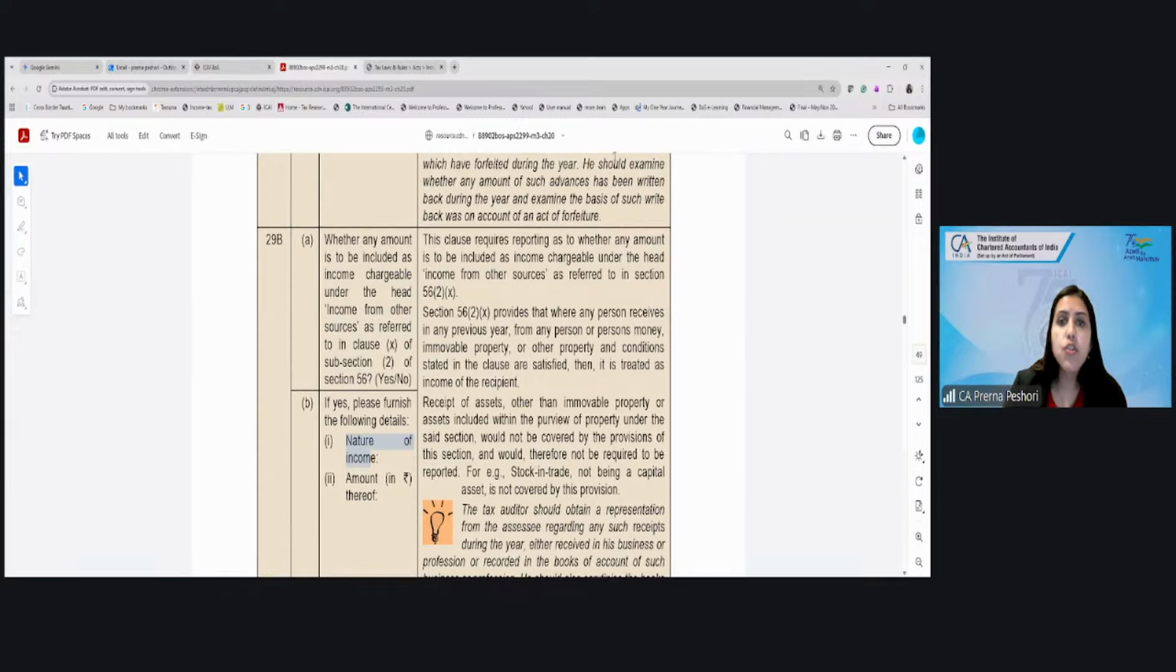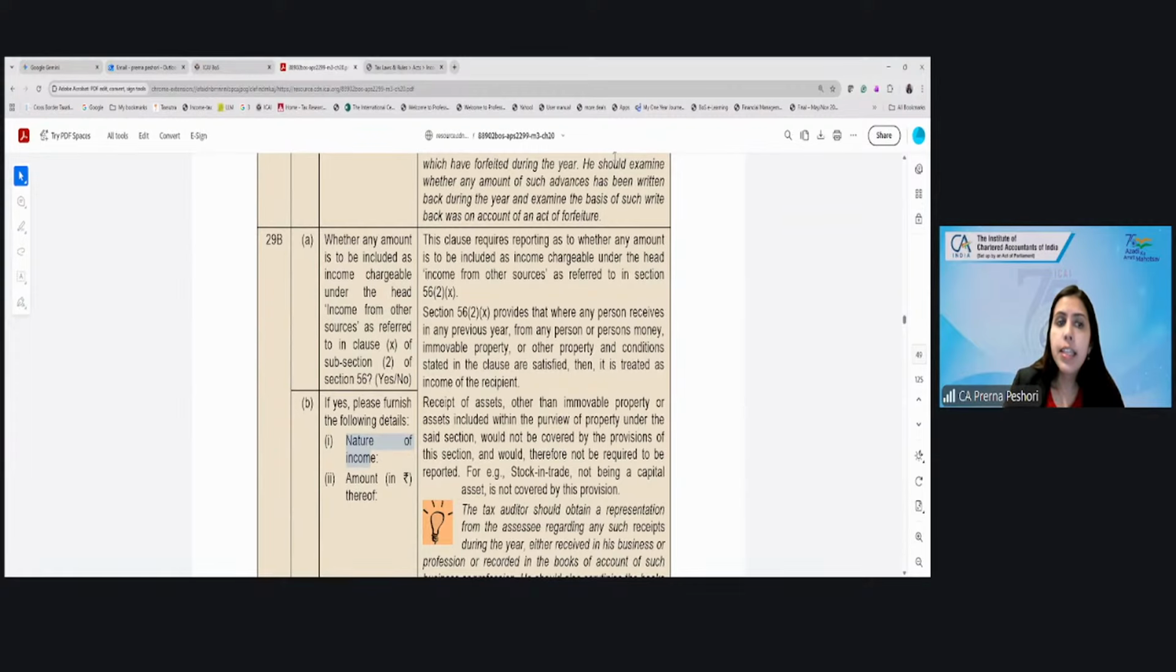Amount received without consideration: immovable property received for less than the stamp duty value, which is for inadequate consideration or without any consideration, and movable property other than immovable property received for inadequate or without consideration, that you need to report. Right? So here you have to see how the assets are received or the cash is received. Then you should obtain the contracts or the agreements to scrutinize on what basis these are received. What is the stamp duty value in case of immovable property? What is the fair market value? So here you need to report the nature of the income and the amount which is there.